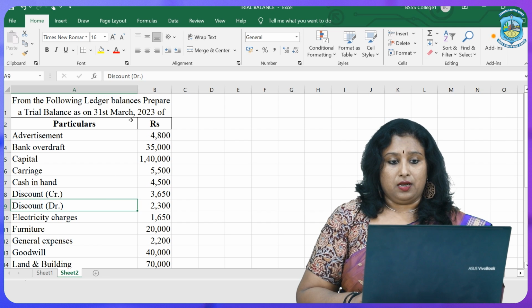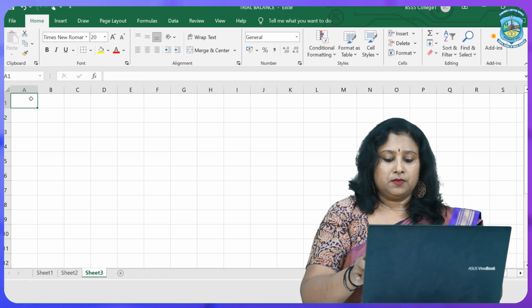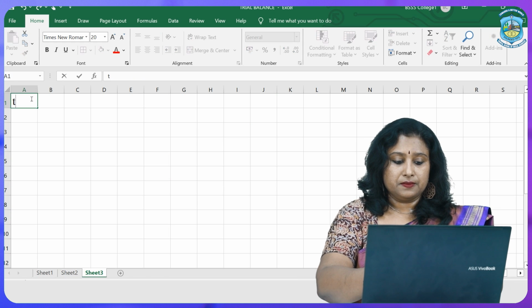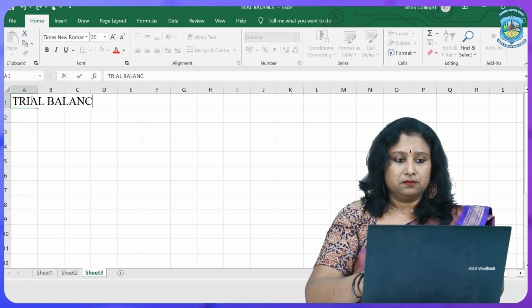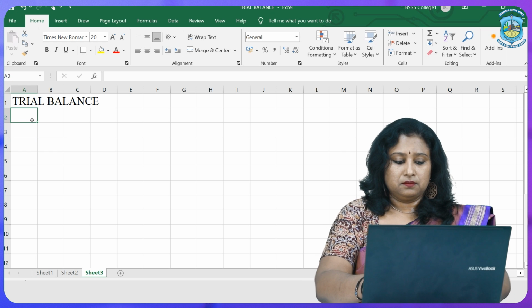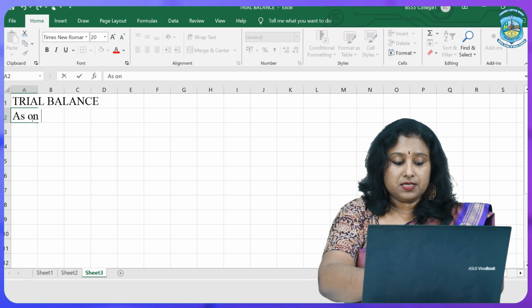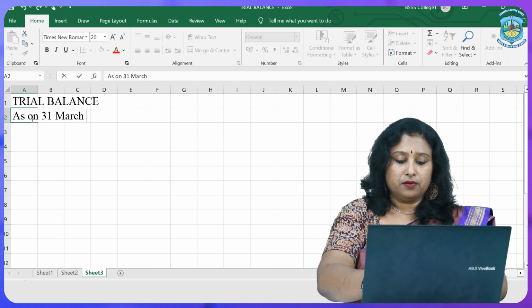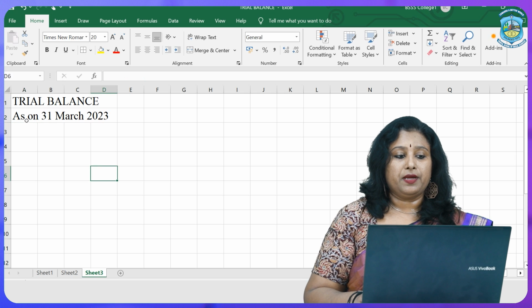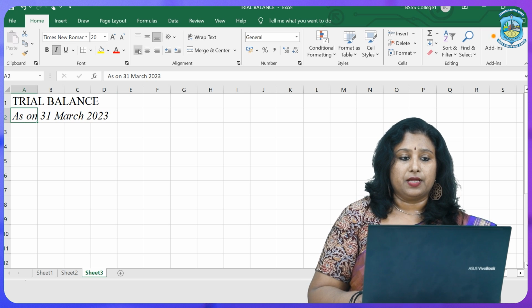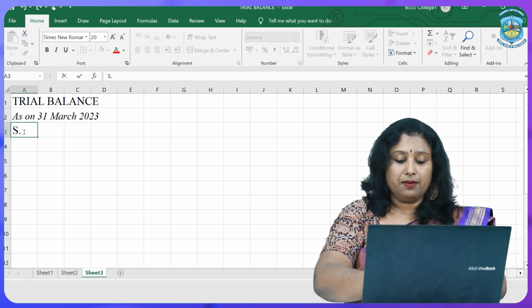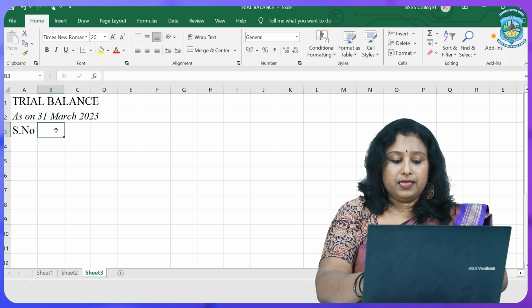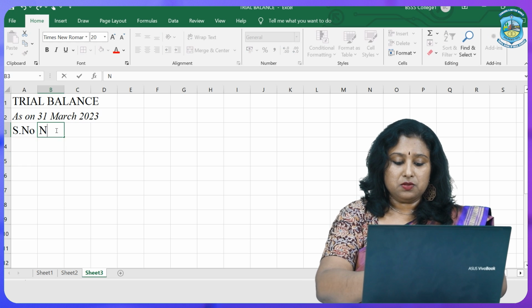I'll give you the format first of all. So here goes the format. First of all, we'll write trial balance as on 31st March of 2023, because the data has been provided to us as on 31st March 2023. Fine. Then the first thing we will write is the serial number, that is the number of accounts that we have in hand. Then the list of accounts or names of accounts, as you may please.